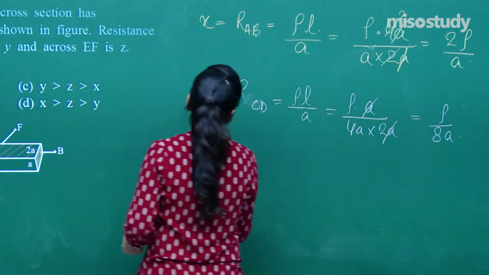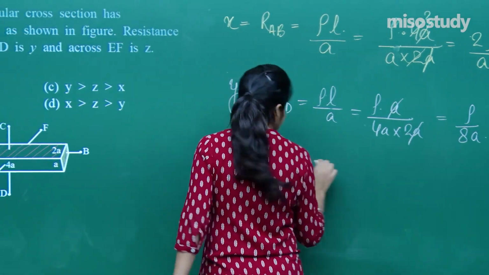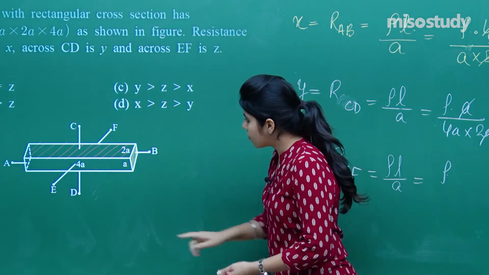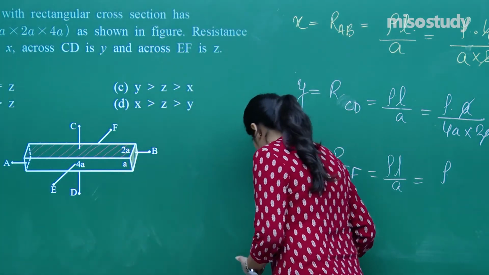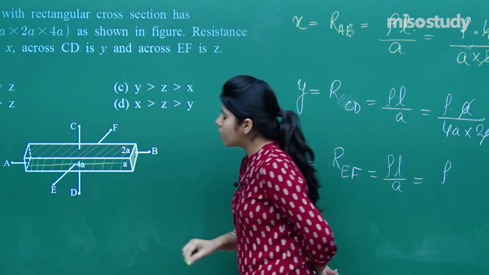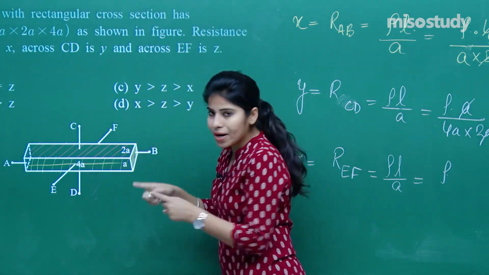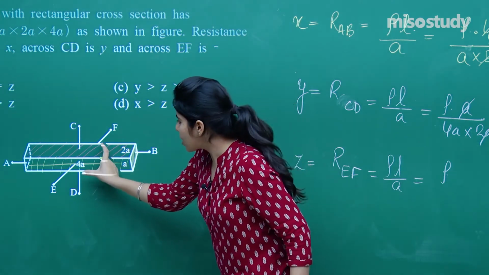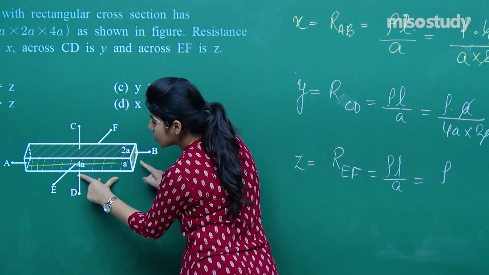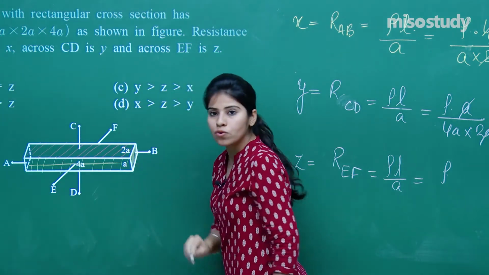Okay. Now, if I take the next case, that is Z, R across EF, that will be again rho L upon A, and putting the value of L here, if I am talking about EF, I am talking about this particular area. So in this case, the length will be the breadth of the box that has been given. So that means this should be 2A, and if I am taking the area of this portion, that is EF, that will be A into 4A.